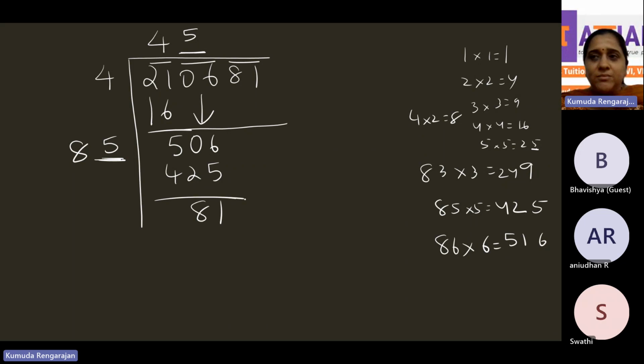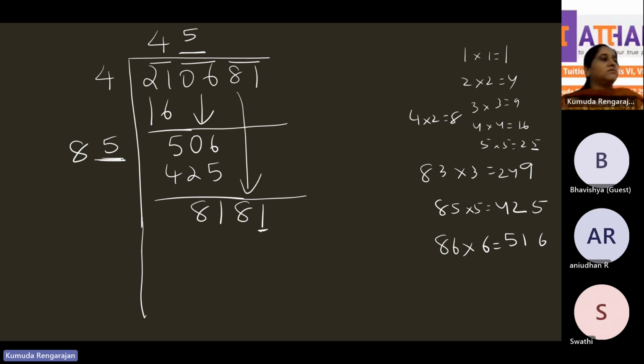81 is the remainder. After the remainder, bring the next pair down. Now, this is the last step, and it ends with the digit 1. So we know that 1 1s are 1 and 9 9s are 81. Only these two will produce a 1 in the end. 1 into 1 is 1, 9 9s are 81. This one you should use only for the last step, not for the earlier steps. Okay, fine, I just told you that.